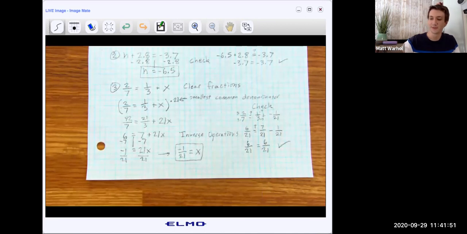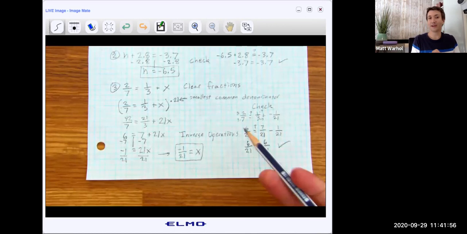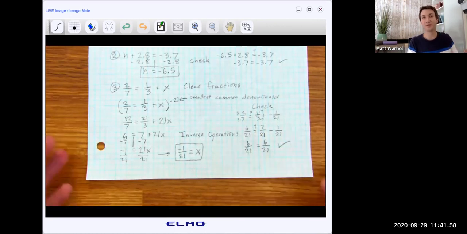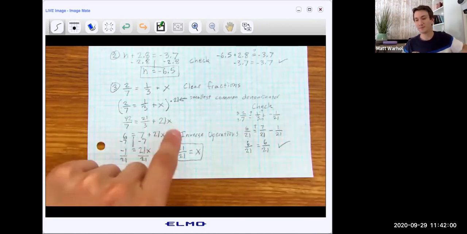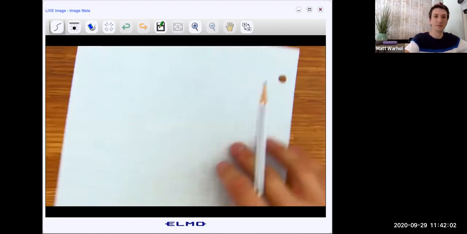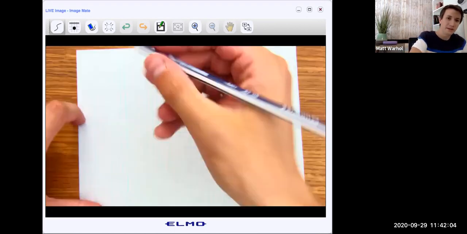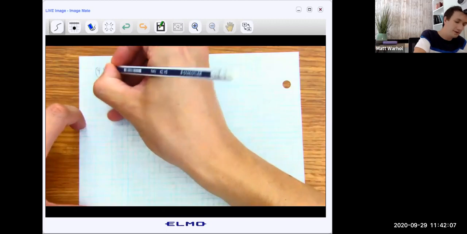All right, let's do one more. That got complicated really fast. Maybe you like clearing fractions, maybe you don't. I hope that you'll come to love them the more you have to use them. One more problem. This will be number 4, example 4.